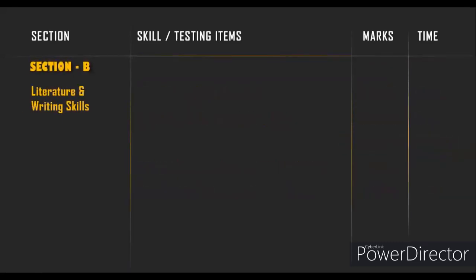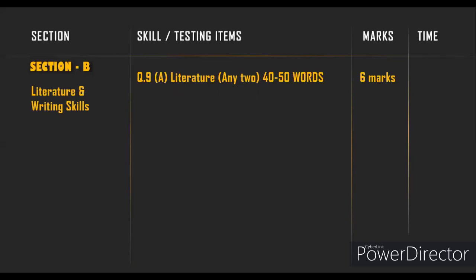Continuing with section B, now we are moving on with the literature part. That is question number 9A. Question number 9A deals with the same scenario, that is literature. Any questions from literature, that is either from First Flight or from Footprints. So question 8A, B, and question number 9A and B are going to deal with literature, that is either from First Flight or from Footprints Without Feet, which is a supplementary reader.